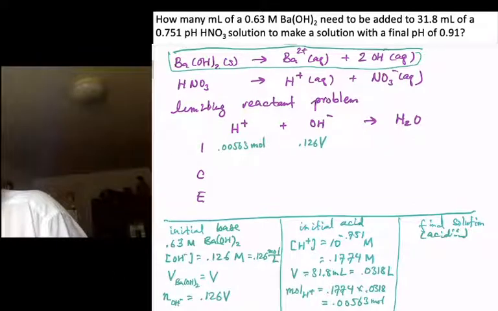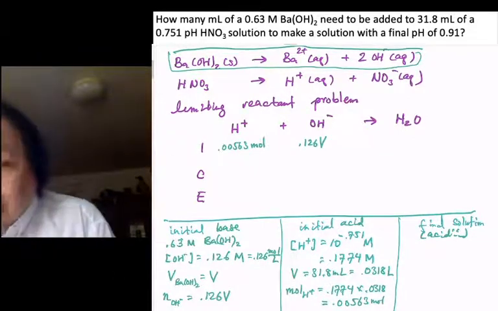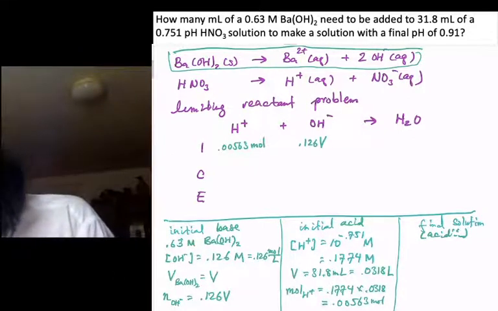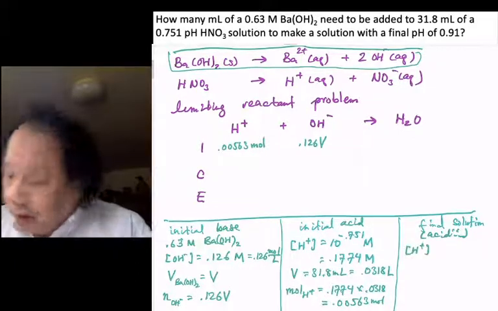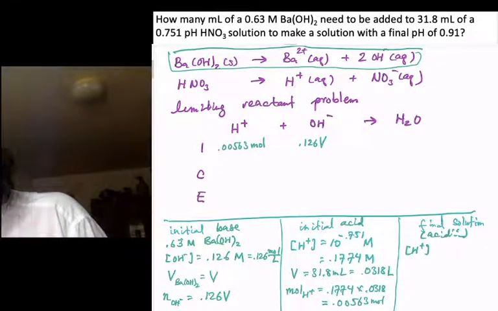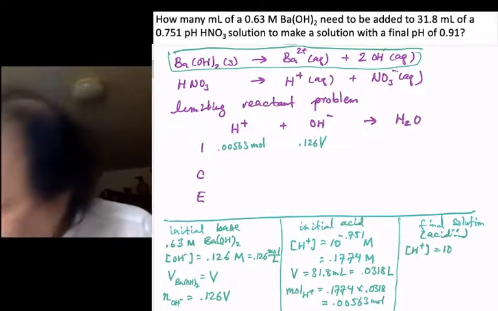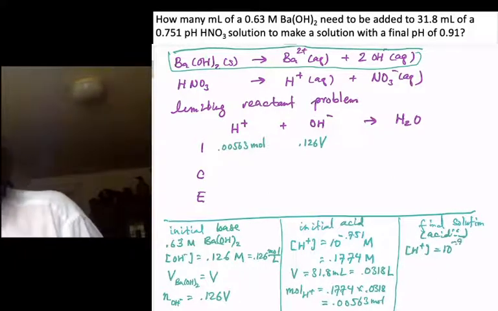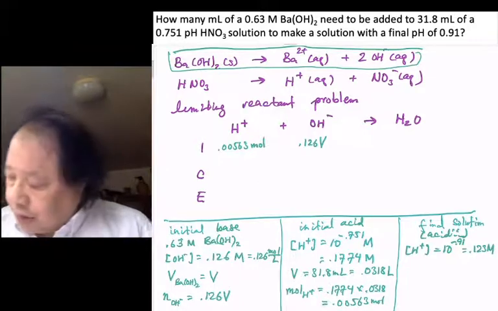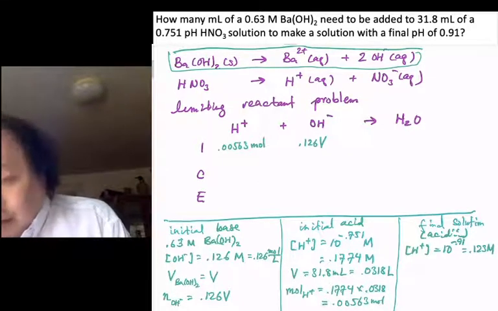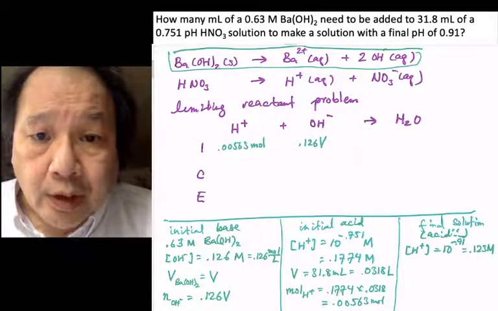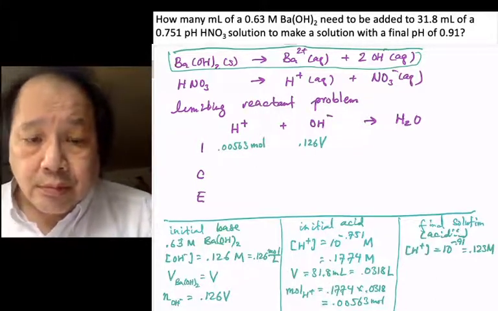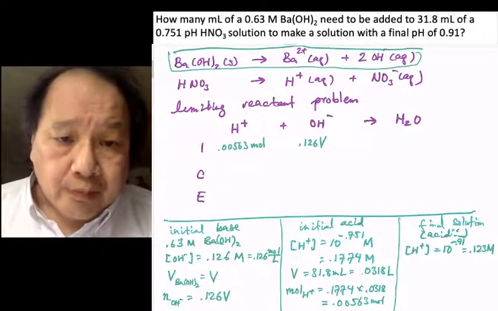And what will the final H plus concentration be? Remember, it's just zillions of times more. The H plus concentration is 10 to the minus 0.91, and that makes it 0.123 molar when you plug it into the calculator. And now the question is, what is the volume? And this is the point. Write in chat the volume of the final solution.